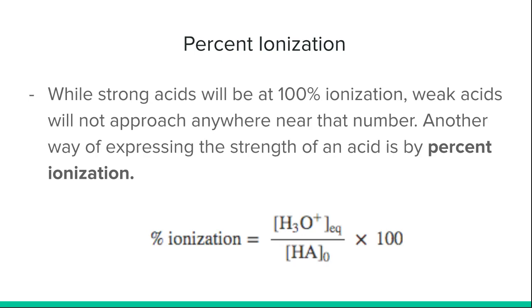So we express this as percent ionization, and percent ionization can be set equal to the acidic content at equilibrium over the initial concentration of the acid solution. And you times that by 100 because this is a percent. So that would normally give you some sort of a decimal or a fraction, and then you would times it by 100.